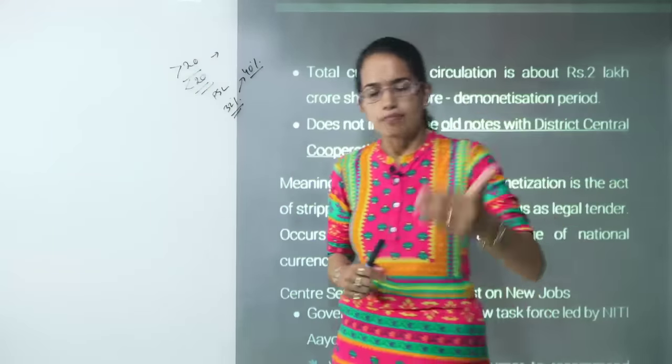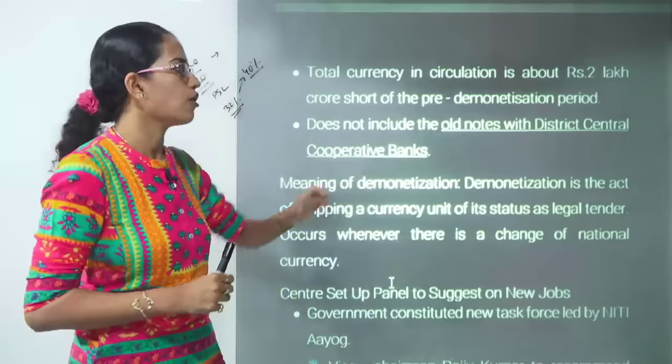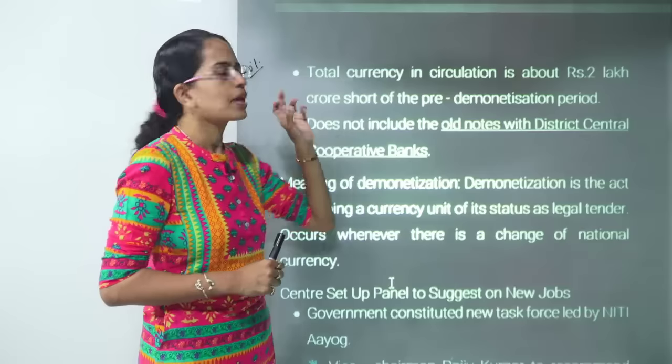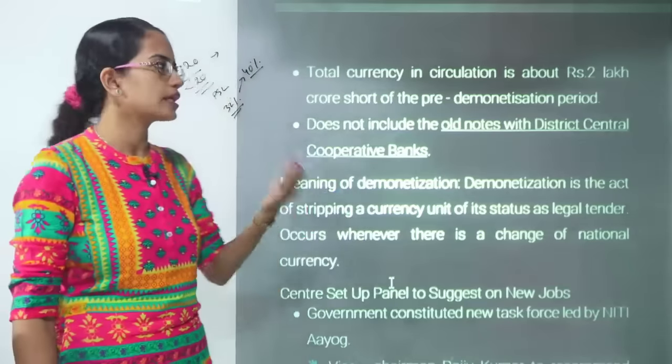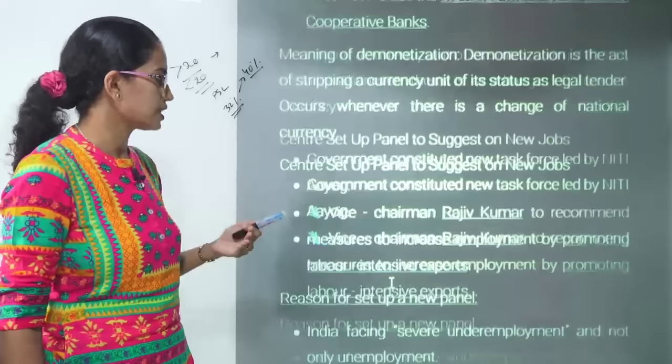Again, pre-demonetization and post-demonetization, there has been a shortfall of nearly 2 lakh crore rupees, and that's again important. So the new currency that has come is nearly 2 lakh crore short of the previous currency.